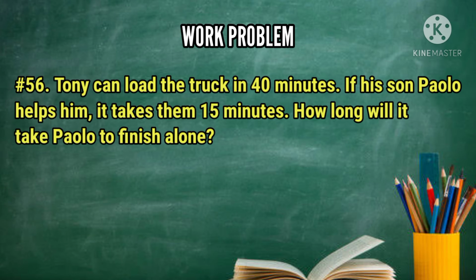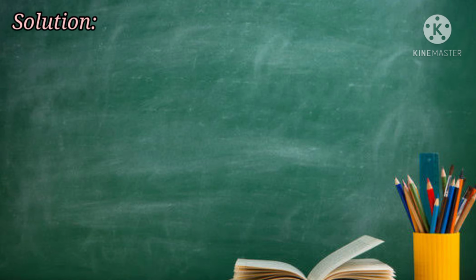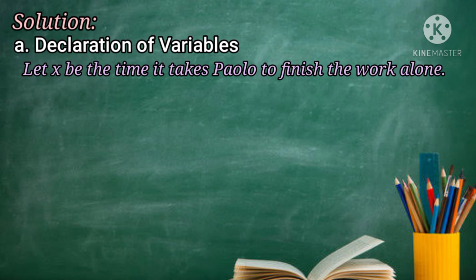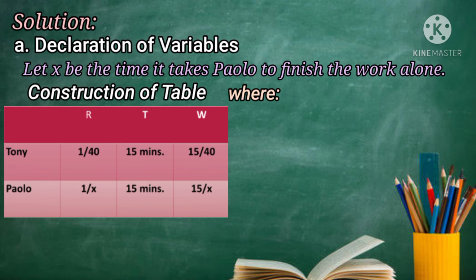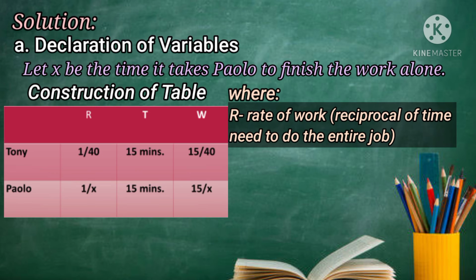And now we are down to our last problem, which is a work problem. Tony can load the truck in 40 minutes. If his son Paulo helps him, it takes them 15 minutes. How long will it take Paulo to finish alone? Now as our variable, we let x be the time it takes Paulo to finish the work alone. We also have here our table which shows r, which is the rate of work or the reciprocal of the time need to do the entire job.